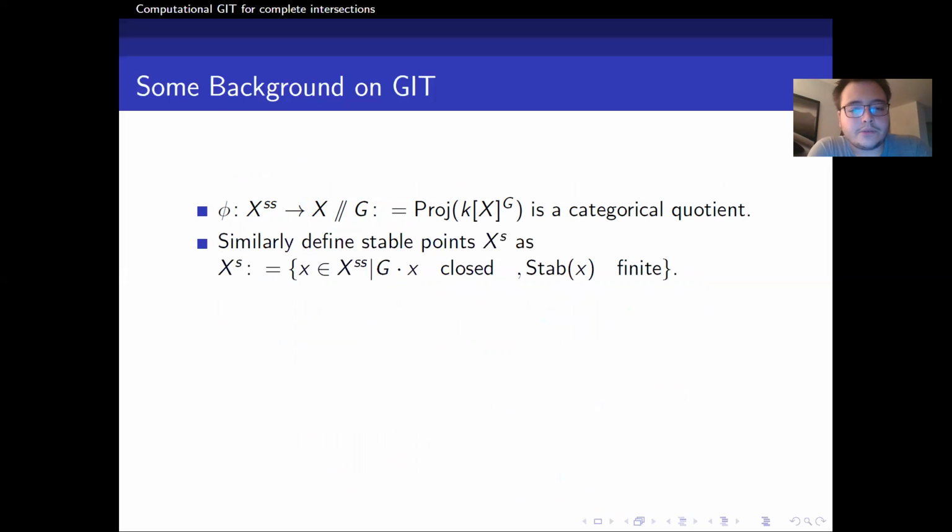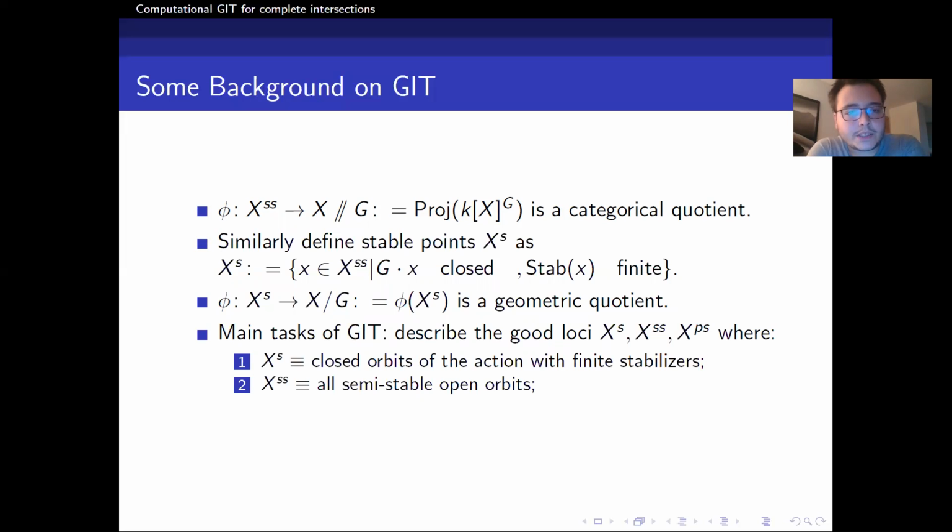In a similar way, we define the stable points of X as the semi-stable points with closed orbits and finite stabilizers. The restriction of this map phi to the image of the stable points is in fact the geometric quotient, which is again denoted X quotient G. Because of this description, the goal of the GIT essentially shifts to describing these loci: the stable, semi-stable, and polystable points, where polystable points are the closed orbits.